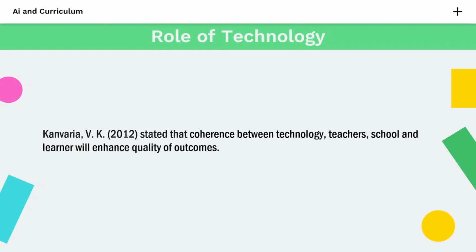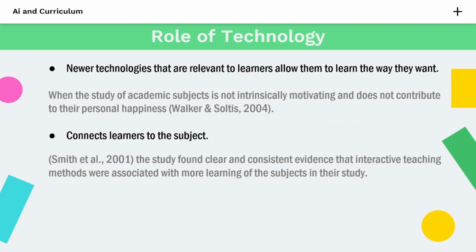Canviara stated that coherence between technology, AI, and teachers, schools, and learners, these three entities that we defined earlier, needs to be in place in order to enhance the quality of learning outcomes.